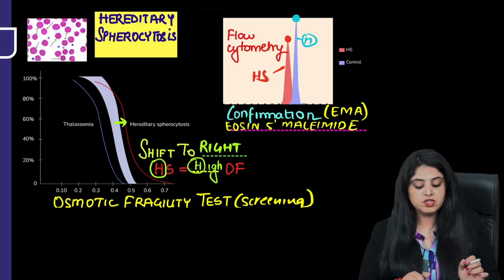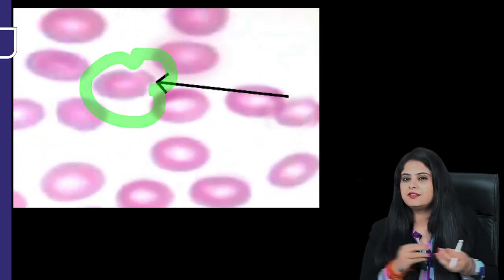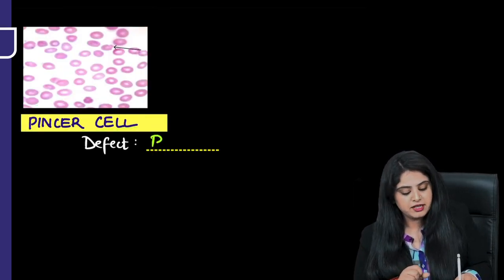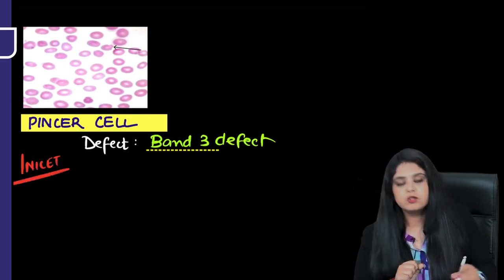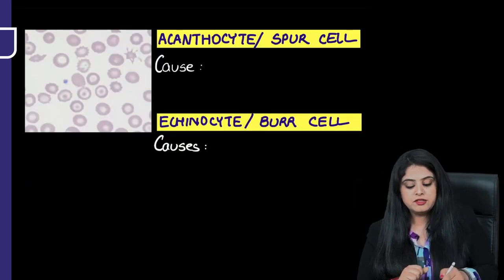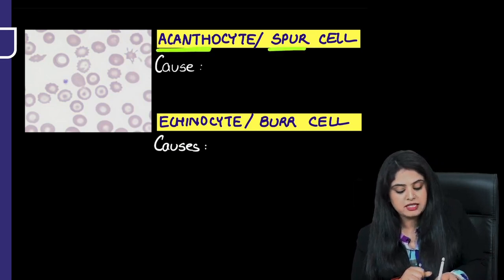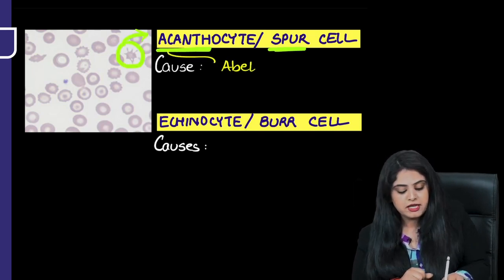Let's pick up another shape related thing. If you see these kind of mushroom cells, what are these mushroom cells? As if something is pinching the cell out. Red blood cell is being pinched out. That is the pincered cell, and that is going to be a band 3 defect that you notice. This is important for the INI CET exam. Moving on to another shape related change. What is the difference between acanthocyte and echinocyte? Acantho word means spiky spur. So this is an acanthocyte where I'm seeing spiky spur, and A for A, it is seen in a case of abetalipoproteinemia. That is very important.